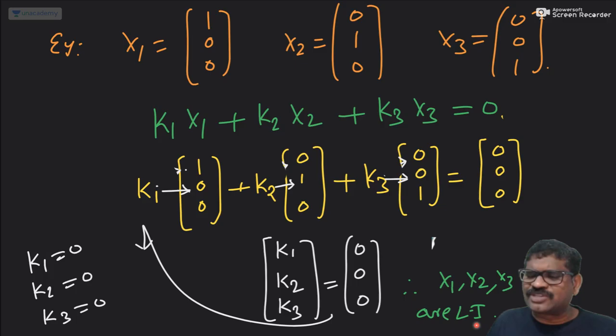For dependent also the same logic. It is not tough. What happened? Here you have to write one vector in the form of a combination of the other vectors. That is the only thing. In the case of dependent, you will get an arbitrary element.